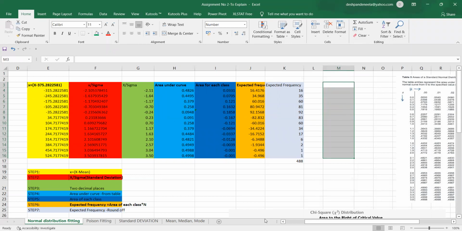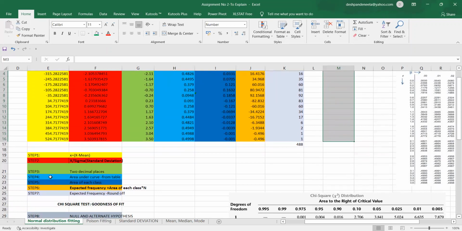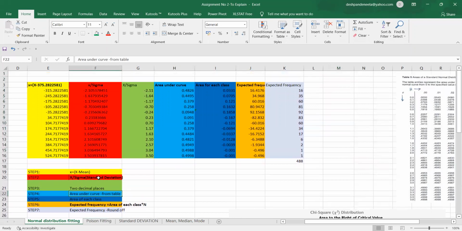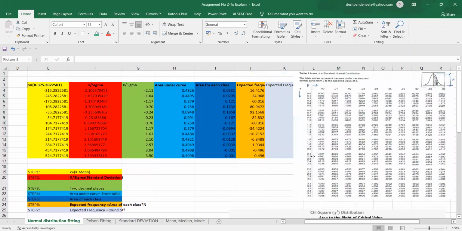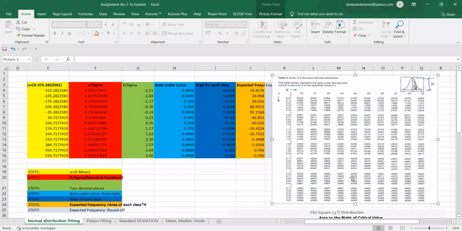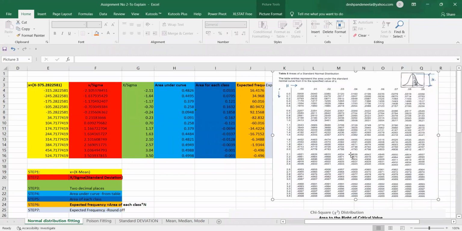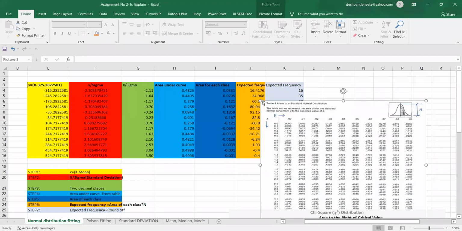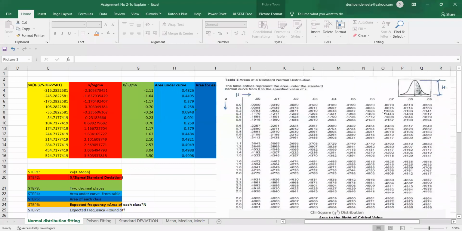Now the next column, column number H, my next step, is the area under the curve. How to find this area under the curve? It has to be found from the table. This table, the areas of a standard normal distribution table, is available on the net and in any statistical book. Of course, I'll be sharing this present Excel sheet with you, and this sheet is available here also. Let me blow this up a little so that we can see.